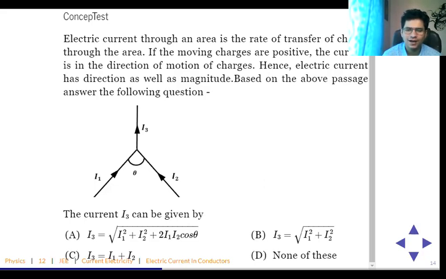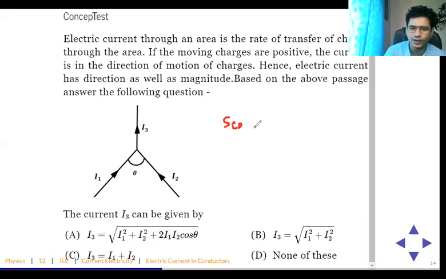Guys, current is a scalar or vector. Common sense, right? What I said, current is a scalar quantity or vector quantity. Tell me. Yes, Rohit. Very good. Very good, Samya. Right? Current is a scalar quantity. No, I can say, sir, current is a scalar quantity.